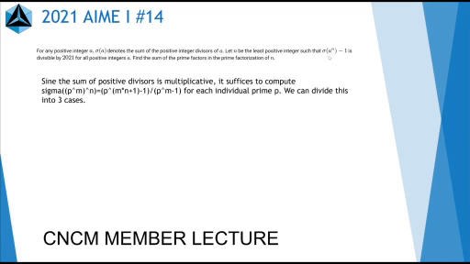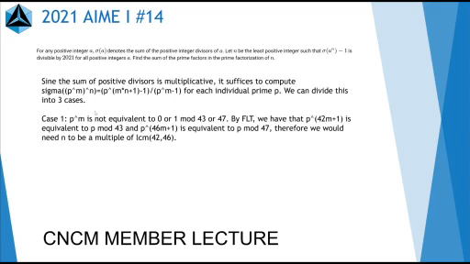Immediately we can see that the sigma function is multiplicative, so it suffices to compute sigma of p to the m, to the n, which equals p to the m times n plus 1, minus 1, over p to the m minus 1, for each individual prime p and an arbitrary power m. We can divide this into 3 cases. The first case is that p to the m is not equivalent to 0 or 1 mod 43 or 47.